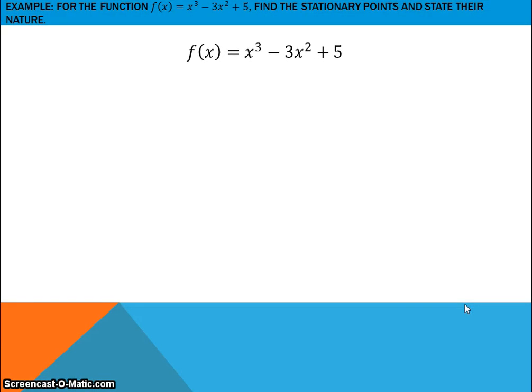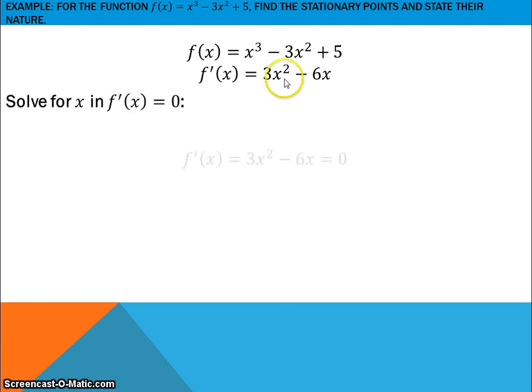This function over here, x cubed minus 3x squared plus 5, we're going to find the stationary points and then determine its nature. So there are two things. First, find the position of the stationary point by finding the first derivative, equating it to 0 and solving for x. In this case, I get 3x squared minus 6x equals 0.